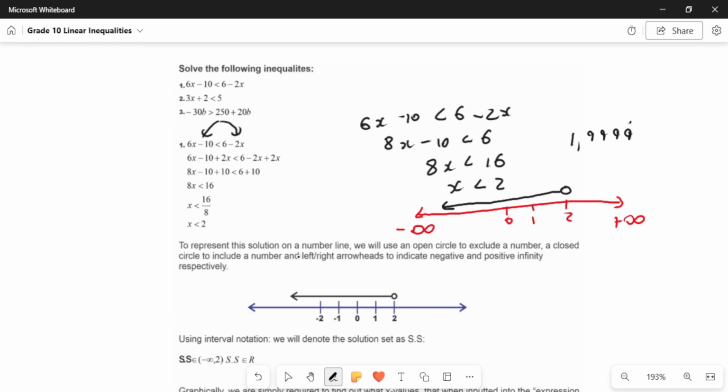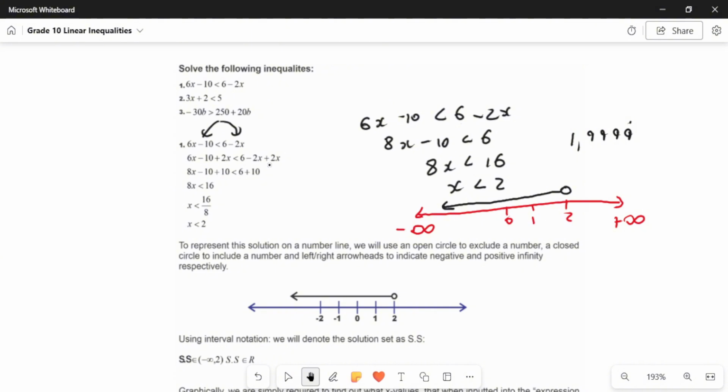To represent the solution on a number line, we'll make use of an open circle to exclude a number, a closed circle to include a number, and arrowheads to indicate negative and positive infinity. So let's see. I listed a few numbers here. I used the open circle because it did not say x less than or equal to 2. It just said less than. So I'll use an open circle. If I want you to include 2, let's say they had a bar here, then I'll color that circle in. It means I'm including that point. But now I'm excluding it. And it says it's just x less than 2. So any value less than 2.